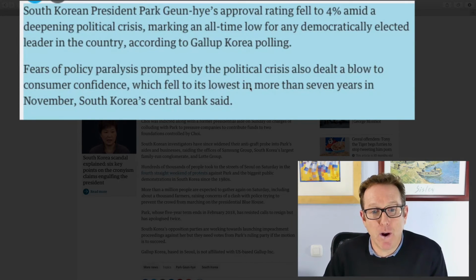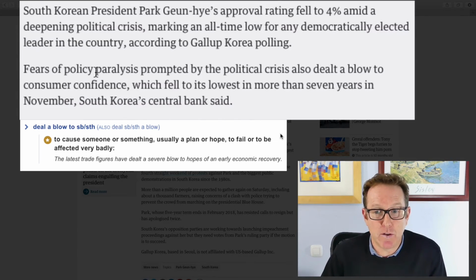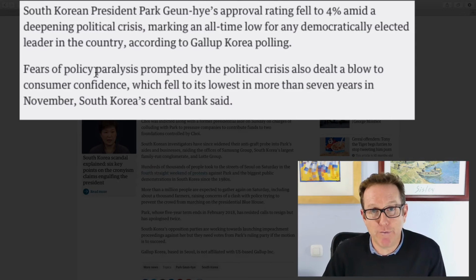Fears of policy paralysis prompted by the political crisis also dealt a blow to consumer confidence, which fell to its lowest in more than 7 years in November, South Korea's central bank said. So fears of policy paralysis, meaning that the government will not be able to enact new policies, prompted by the political crisis, dealt a blow to consumer confidence. So you deal a blow, it means that you damage consumer confidence. Remember that consumer confidence is fundamental for economies nowadays. Consumers have to have the confidence to spend money.